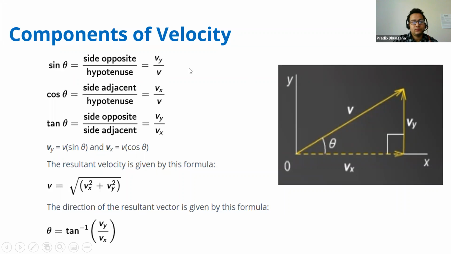And then in our trigonometry, sine theta, if we multiply both sides by B, we'll get By is your B sine theta. Similarly, Bx is equal to B cosine theta. And to find out the resultant velocity B, we have to use the Pythagorean theorem. So B is your square root of Bx squared plus By squared. And then the last one, to find the direction theta, we'll use tangent theta. And if we take the inverse on both sides here, theta is your tan inverse By over Bx.